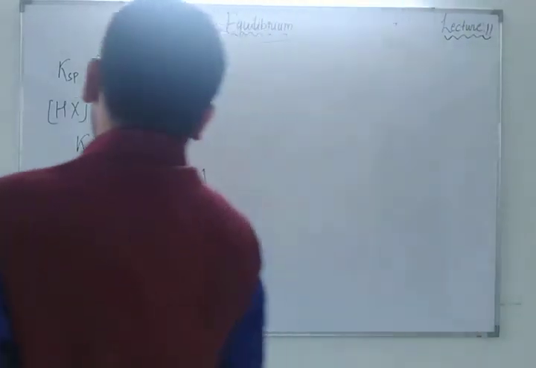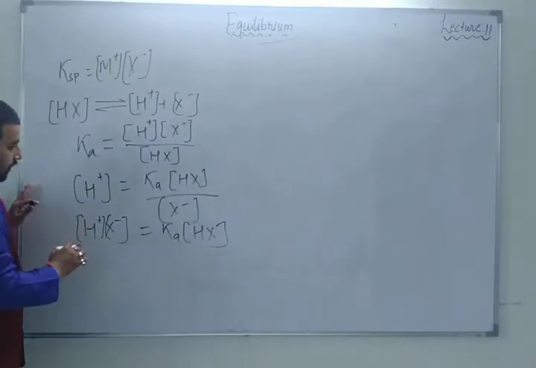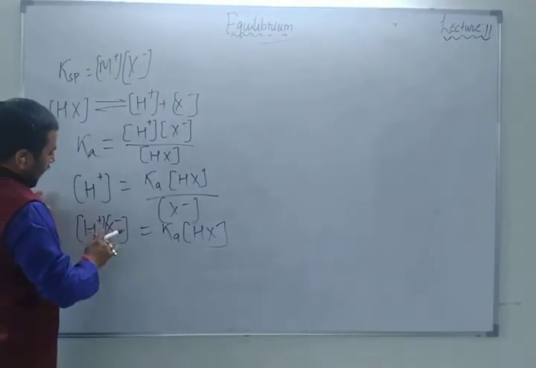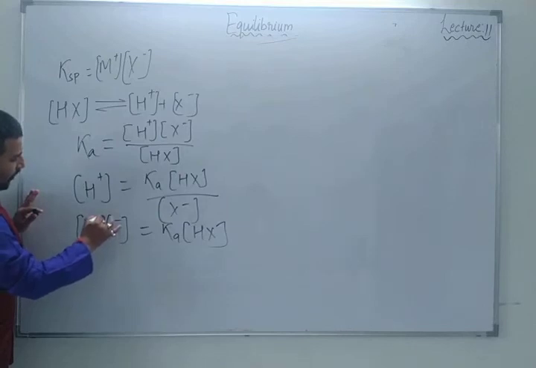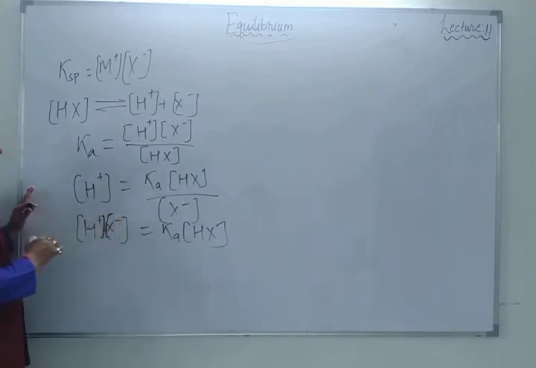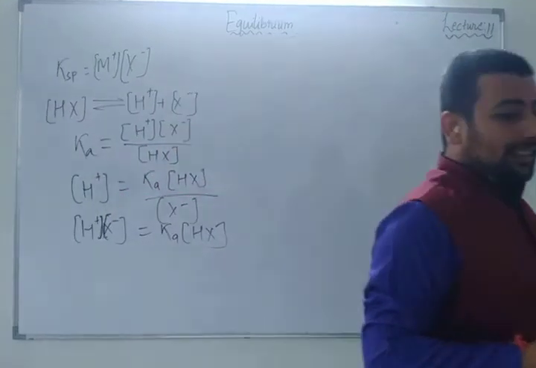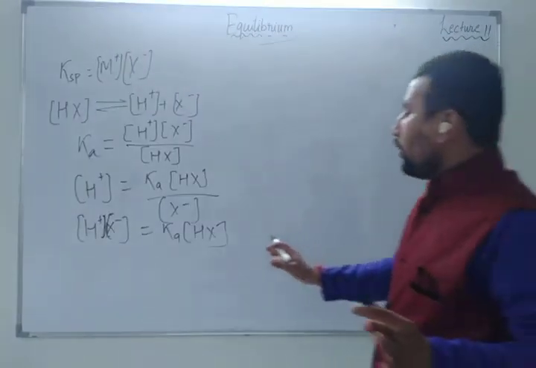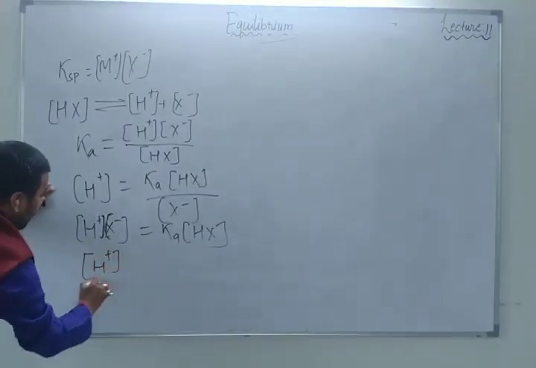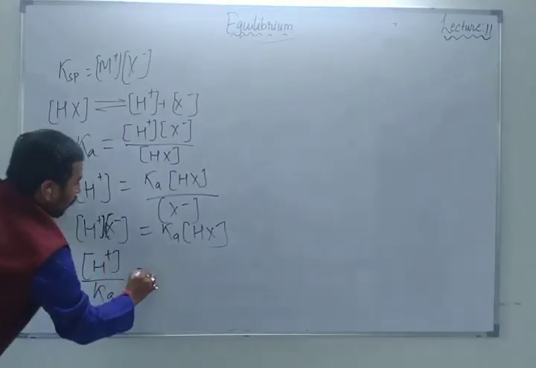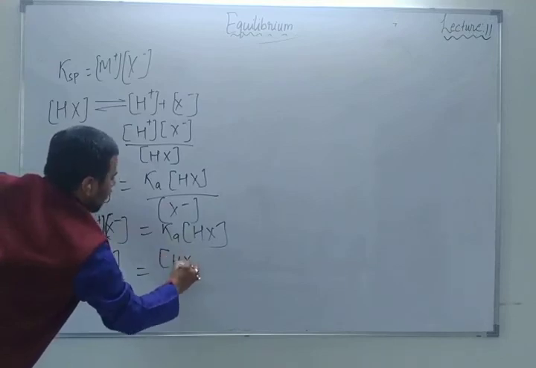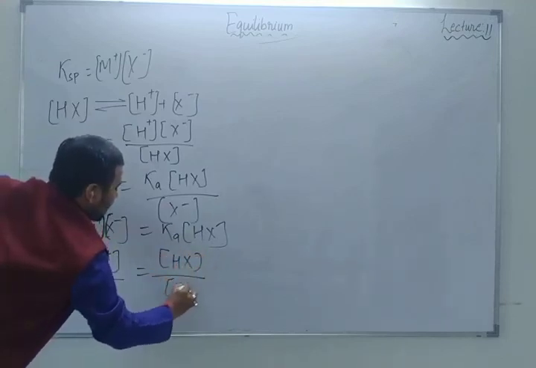See, just no need to worry. You can see both are multiplication here, h plus and x minus. So now what you will do about this constant, no need to worry, as I have said. Here it can be written like this, h plus upon Ka is equal to hx upon x minus. Can we write this, yes or no?